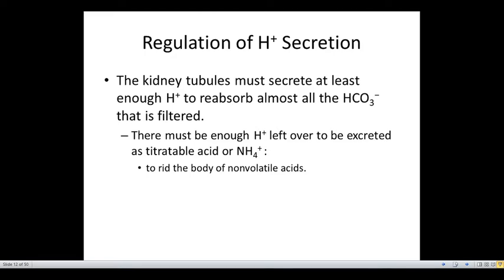The kidney tubule must secrete at least enough hydrogen ions to reabsorb almost all the bicarbonate ions that are filtered. There must be enough hydrogen ion left over to be excreted as titratable acid or ammonium ions in order to rid the body of non-volatile acids.